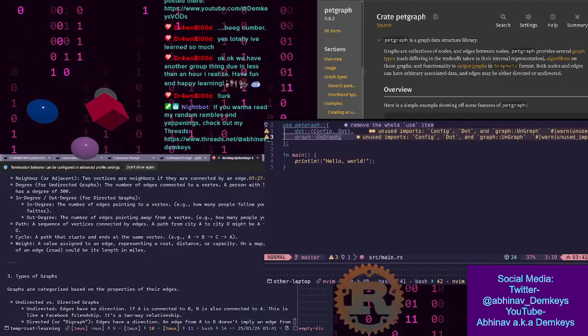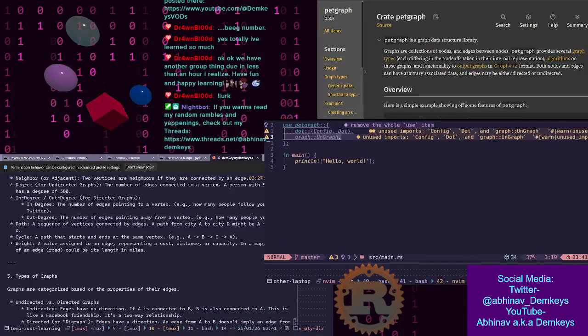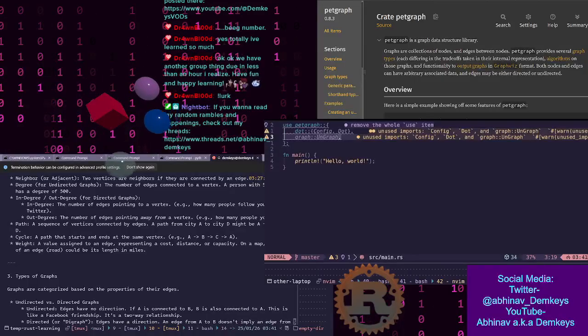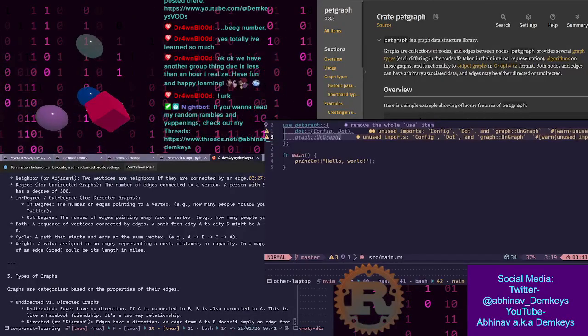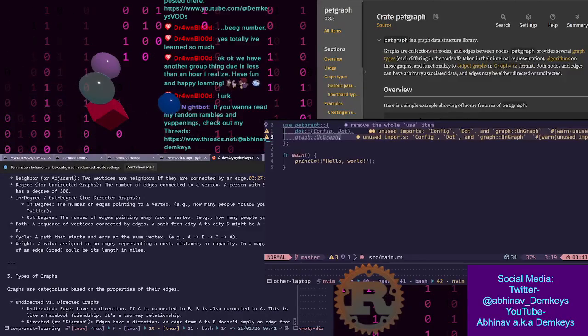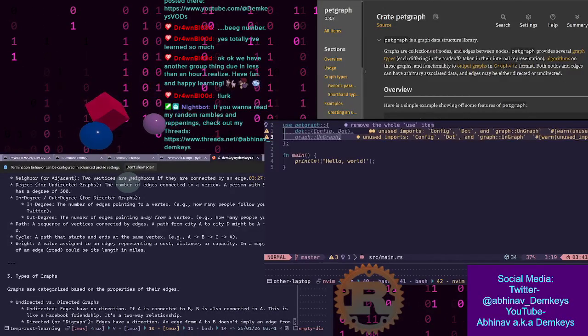So, path, cycle, weight. Weights are, I believe, assigned to edges. Yes. Okay. A value assigned to an edge, representing a cost, a distance, or capacity. On a map, the weight of an edge or road could be its length in miles. Interesting. Okay.